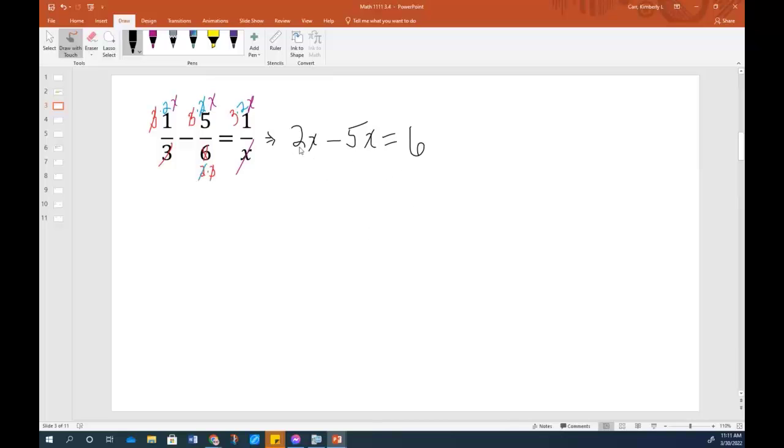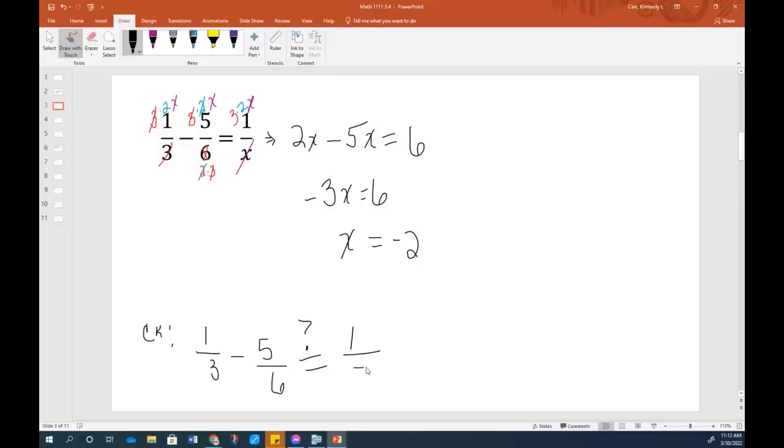So this is our solve by any appropriate method. Combine those like terms. I have -3x equals 6. Divide both sides by -3, and x equals -2. So now I'm going to check that. 1/3 minus 5/6, does it in fact equal -1/2? So you could use a calculator to help you with that, but using a common denominator here, this is 2/6 minus 5/6, which is -3/6, which is -1/2. So that one checks. So this is my answer.